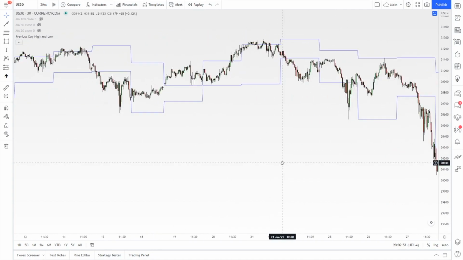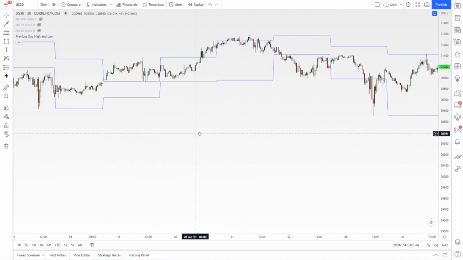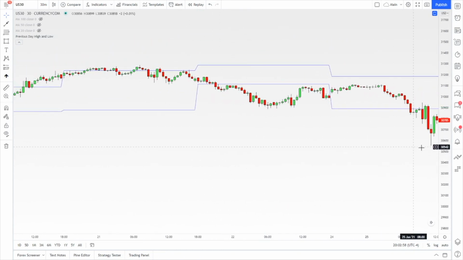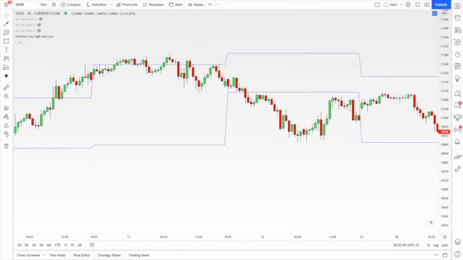So let's say, for example, we'll look at this example here. Okay, so what this line is telling us, let's look at this scenario right here. This line here is showing the high of the previous day. So we can see that the line goes here. It basically showed that yesterday the high was here and the low was here, right?